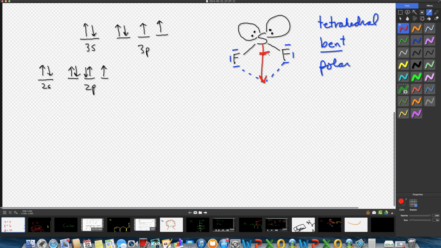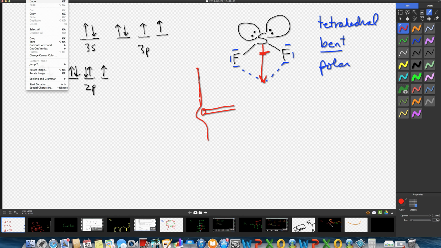You can do this with water. If you take a glass stirring rod and the glass stirring rod approaches a drop of water coming from a faucet, the water will actually bend around the rod, which is evidence that it is a bent molecule. So like water, SF2 is going to be a bent molecule.